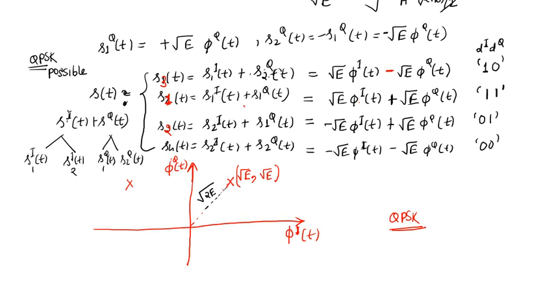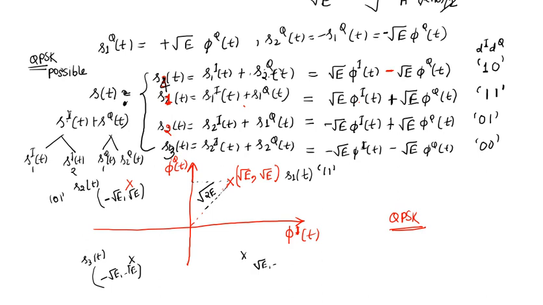This represents our S1(t), this represents S2(t), this corresponds to logic 1 1, when DI is 1 and DQ is 1 we get this. S2(t), 0 1, means minus root E comma root E. Then we have S3(t), so make S3(t) as this. We are just changing the nomenclature, you can keep whatever you like. S3(t) is minus root E comma minus root E, and S4(t) is root E comma minus root E. So now you can see all these signals have equal distance from the origin.